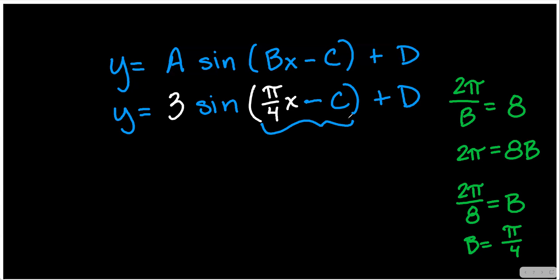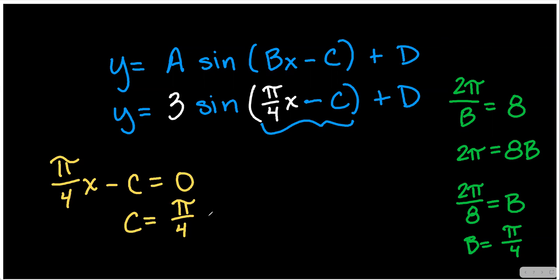Okay, so let me stop for just a second. All right, so I'm going to go ahead and take the pi over 4x minus c, and I'm going to set that equal to 0. So I'm going to get c is equal to pi over 4x. All right, so key here is I've got to find that x.